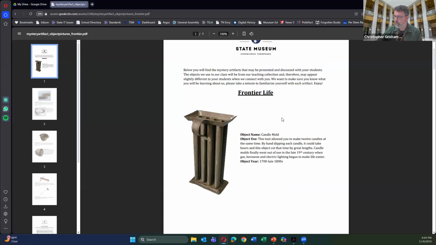For example, this is the one that we do for Frontier Life. We're talking about Tennessee around the time of statehood. And we have several objects that would have been commonly found in a household at that time. This one, I'm not going to make you guys analyze these, but this is a candle mold. It's made out of metal.